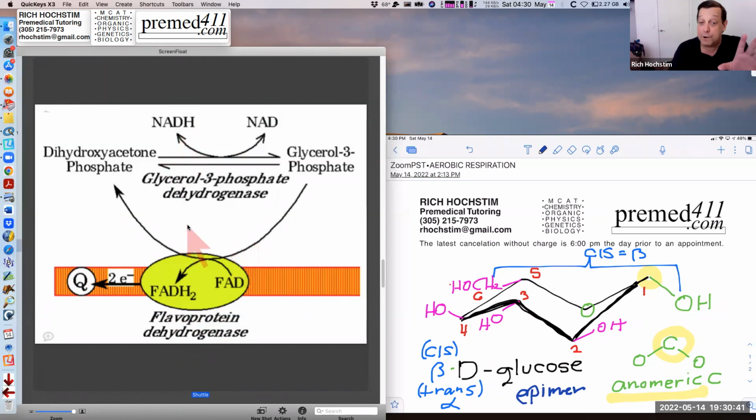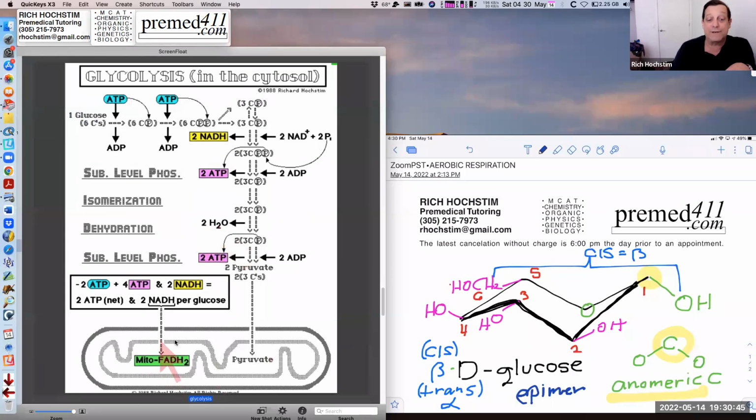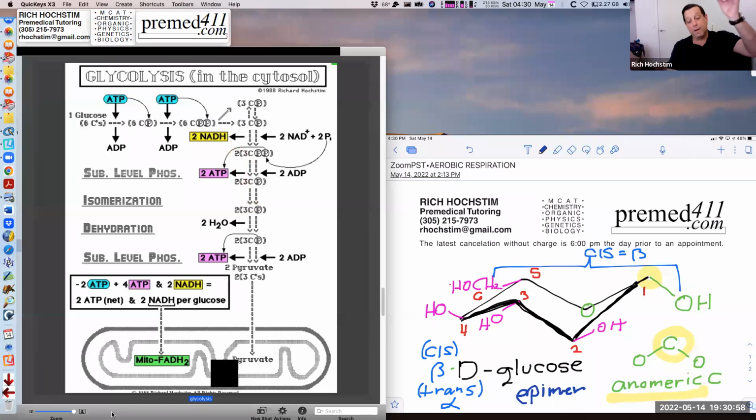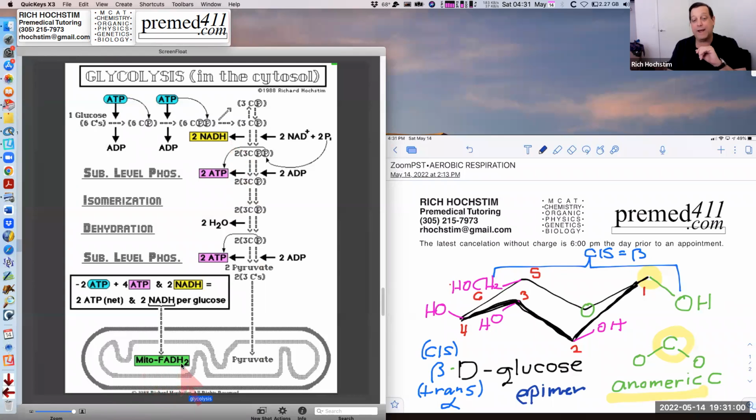So this is a process that you don't need, but you do need to understand that what happens is for every NADH, we get an FADH2 in the mitochondria. So for glucose, we make 2 NADH, we end up via the shuttle with 2 mitochondrial FADH2s. So that's kind of the bookkeeping behind this. All of this has been in the cytosol, and we're now going to move into the mitochondria right over here.